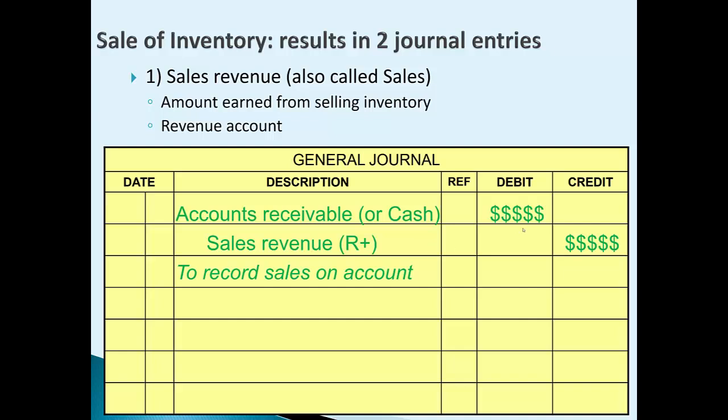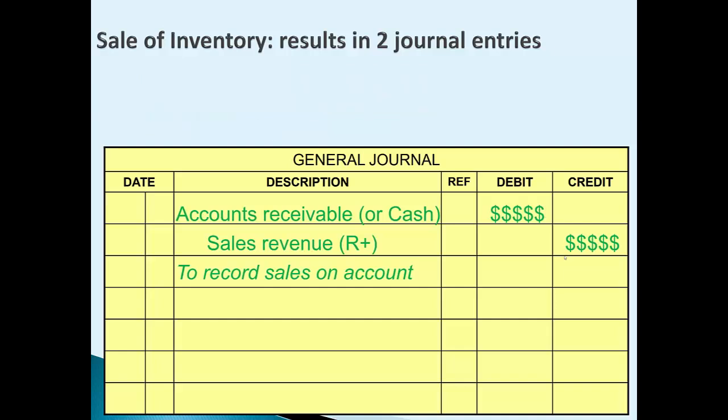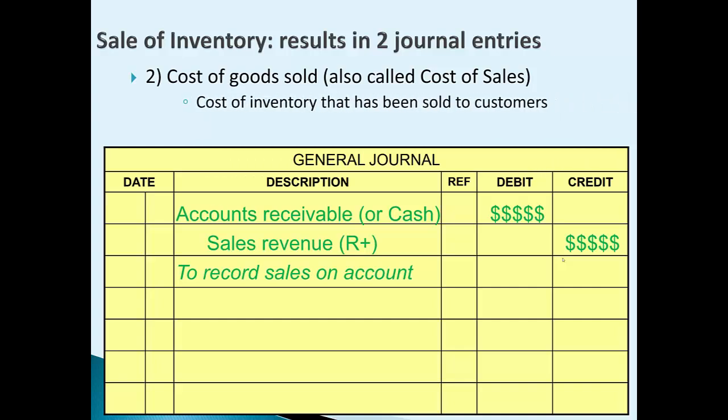Okay, so remember, when we sell inventory, the first entry is going to be at the price that we are charging the customer. So price means the amount we are charging the customer. Cost means how much the item costs to us. So we're going to record the cost in the second journal entry. In the second journal entry, we're going to lower inventory and we're going to increase cost of goods sold. Remember, this is an expense account. Cost of goods sold is just another way of saying, what was the cost of the inventory that we just sold to the customer?